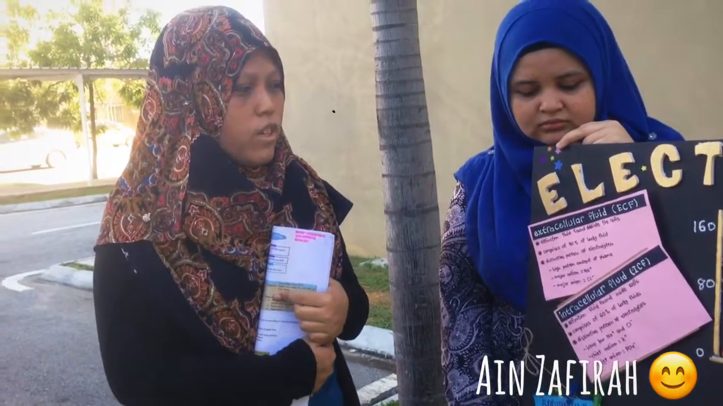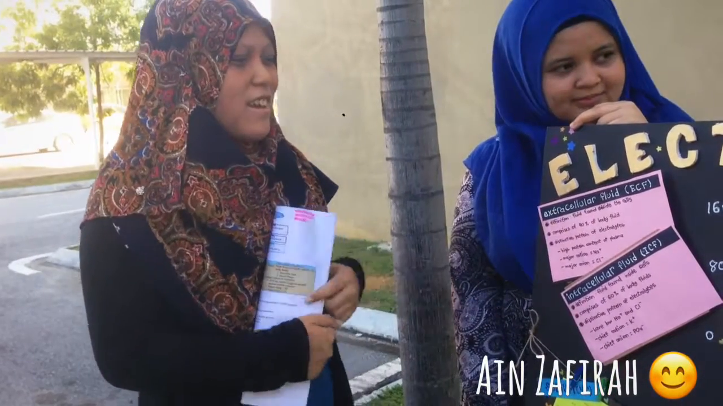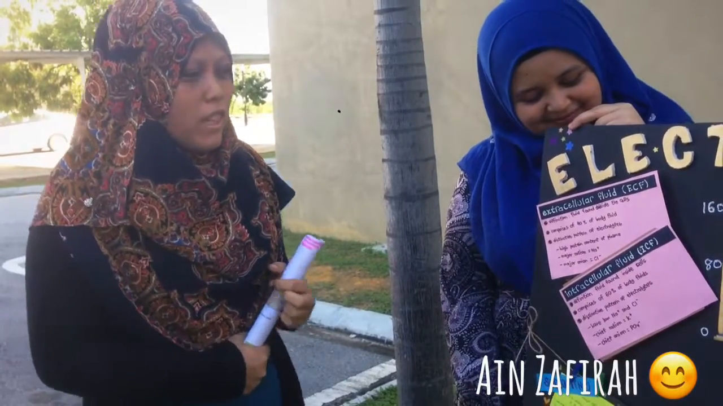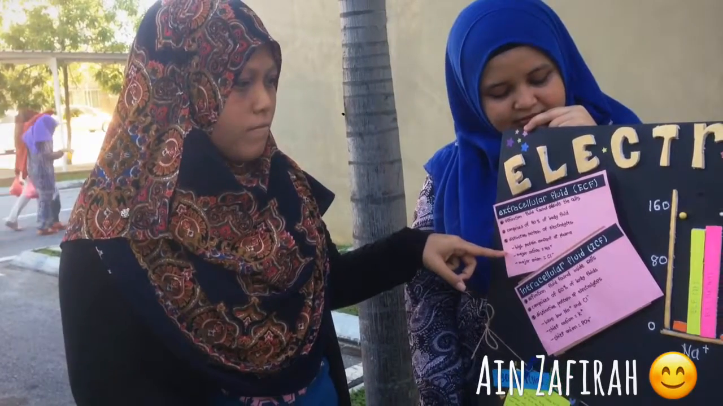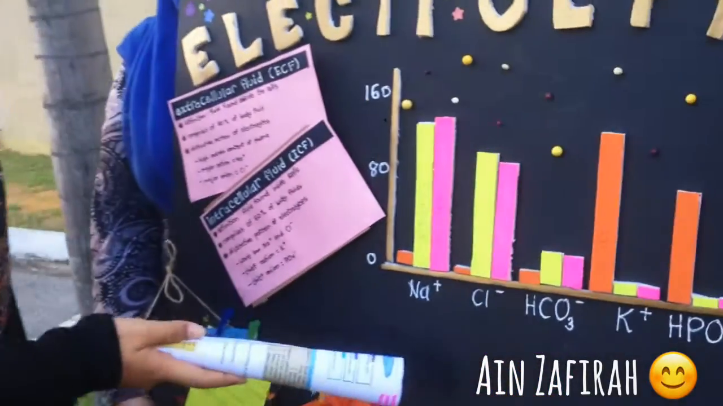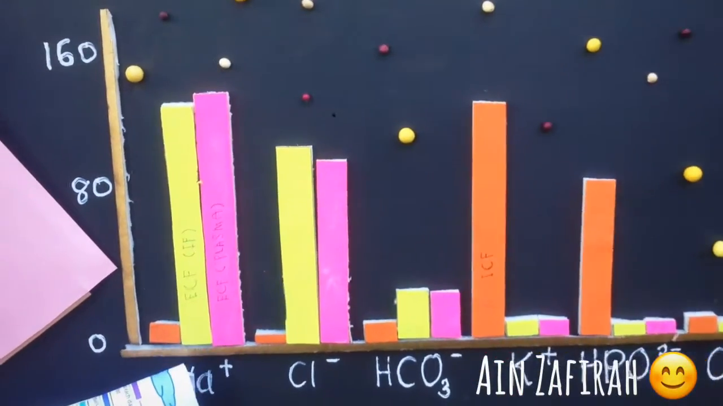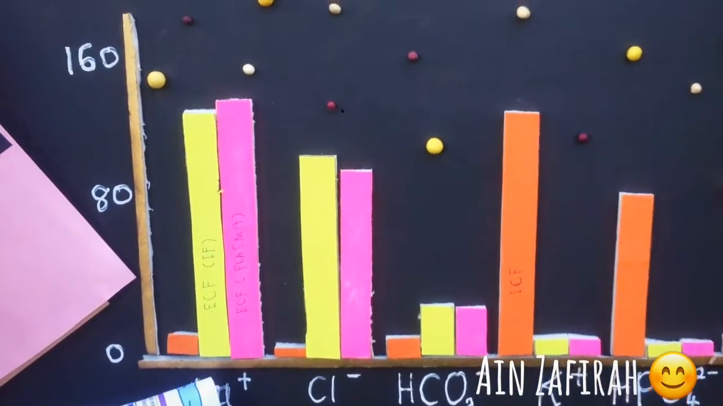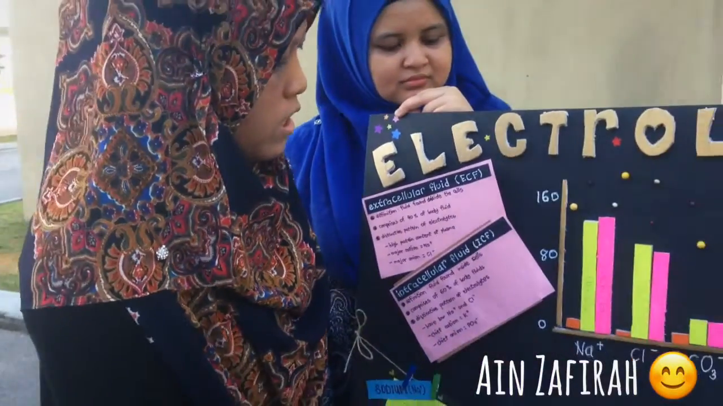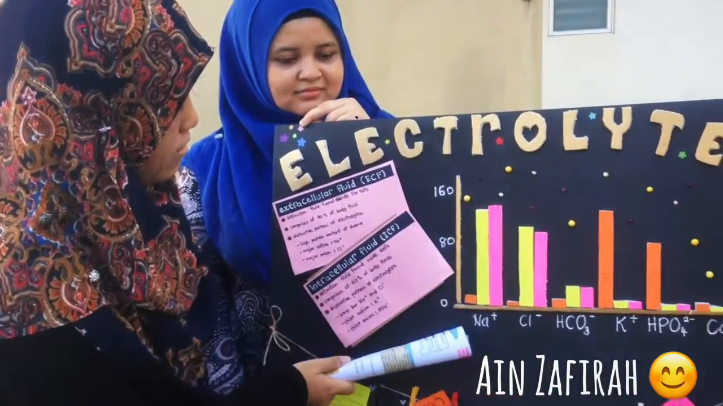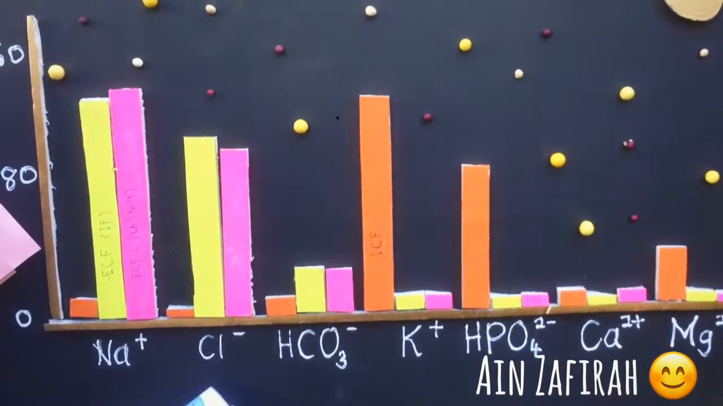Extracellular fluid is the fluid found outside the cell. It comprises about 40% of body fluid. The distinctive pattern of electrolytes is a high content in plasma. As we can see here, the pink one is the plasma and the yellow one is interstitial fluid. The major cation in extracellular fluid is sodium, right here. And the major anion in ECF is chloride.